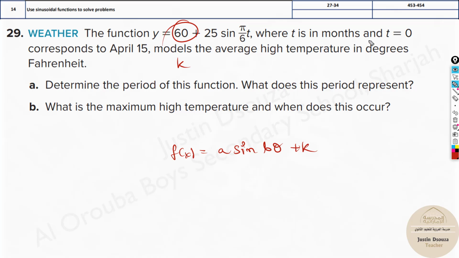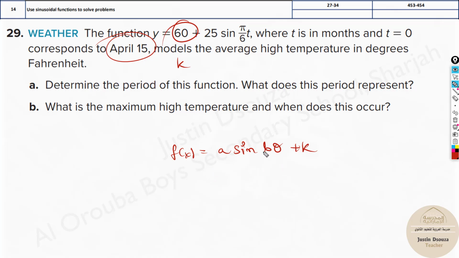They have told t in months and t is 0 corresponds to April. Okay, it starts from the month of April. Models the average high temperature in degree Fahrenheit. Okay, this is about temperature. Determine the period of this function. What does this period represent? Let's find the period and then what is the maximum high temperature and when does this occur? Okay, we need to find the maximum and we need to know where does it occur.